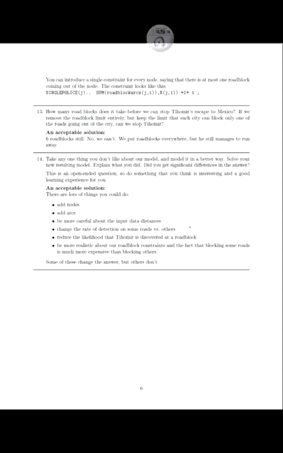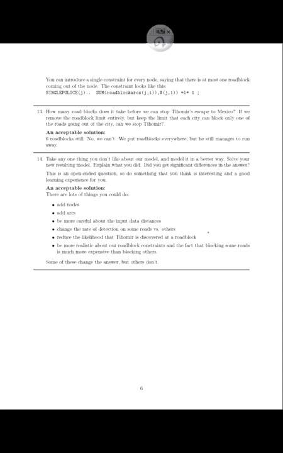One important difference is we could change the rate of detection on some roads versus others. So maybe there's a higher rate of detection on the highways and a lower rate of detection on some kind of side roads. And that's definitely going to make the drug smuggler take different routes as he runs out of the state. We could reduce the likelihood that Tihumir is discovered at a roadblock. So we did this in the previous homework assignment with kind of having weaker roadblocks.